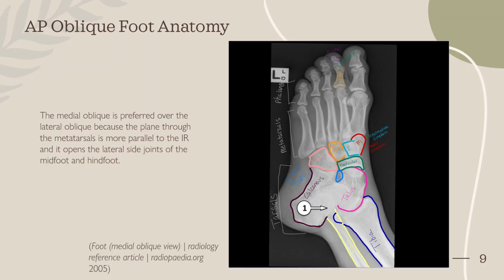Our labeled AP oblique foot. So at the very top up here we have our distal, middle, and proximal phalanx. And then we have our metatarsals.